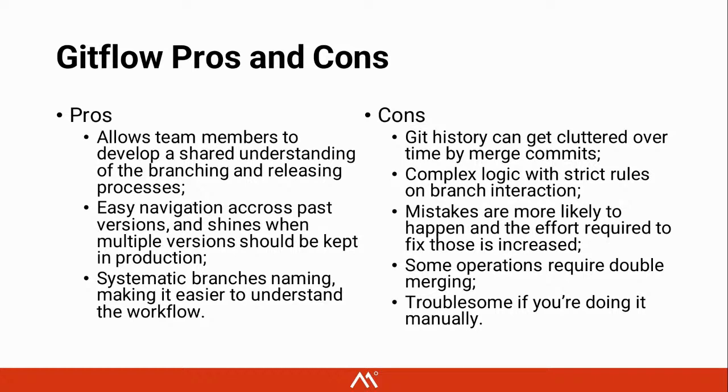And it has a systematic branch naming, which makes it easier to understand the workflow. On the other hand, on the cons side, we know that Git history can get cluttered over time by merge commits, especially with Gitflow, especially with Hubflow, which we'll go through next.